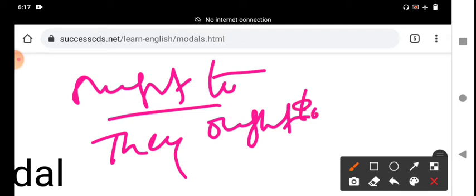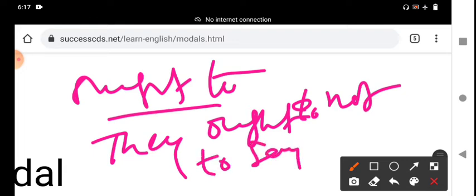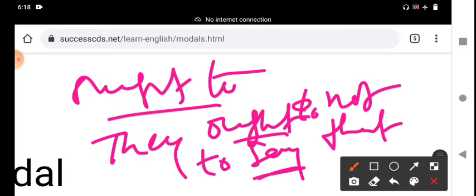For example, negative: they ought not to say that. It is a negative sentence. Ought to say means it is a modal verb. It functions as a modal verb in this sentence, coming along with the main verb say. They ought not to say that. That is one example of it functioning as a modal verb.